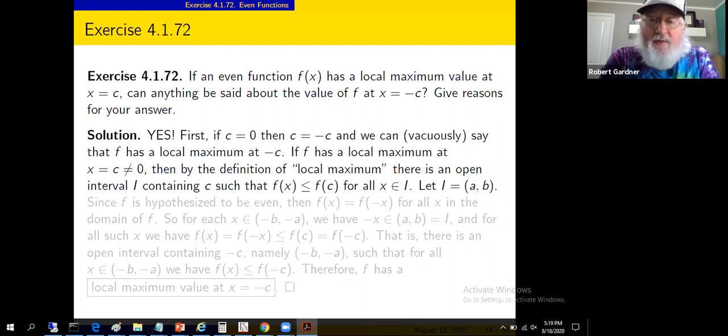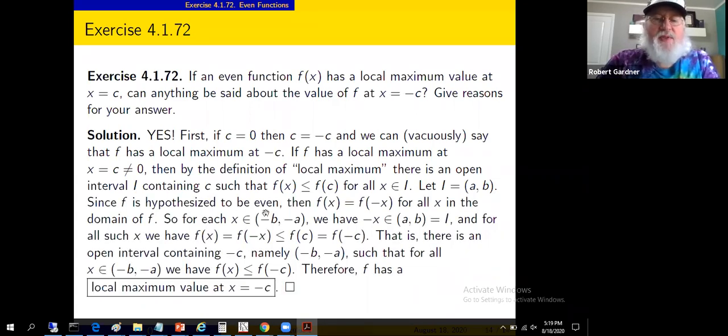Using the fact we have an even function, which absorbs negative signs, and the fact that c is an element of interval I, c must be between a and b. It says over here, interval I contains c. So c is between a and b. We're going to look at negative c, so we'll have to deal with that.